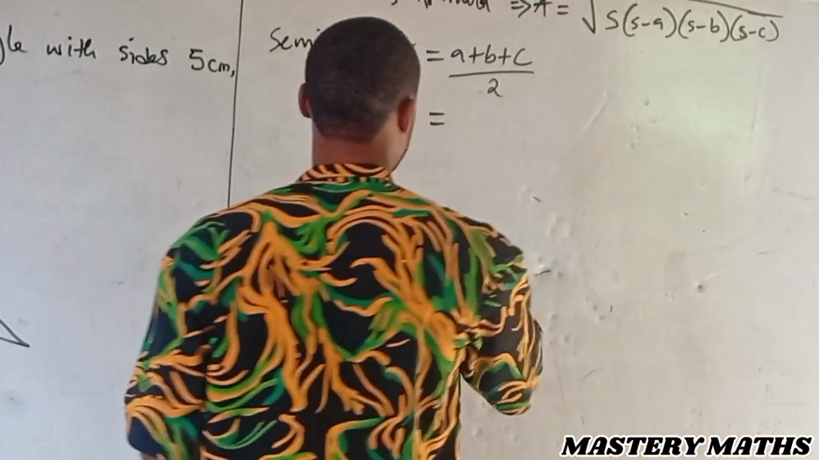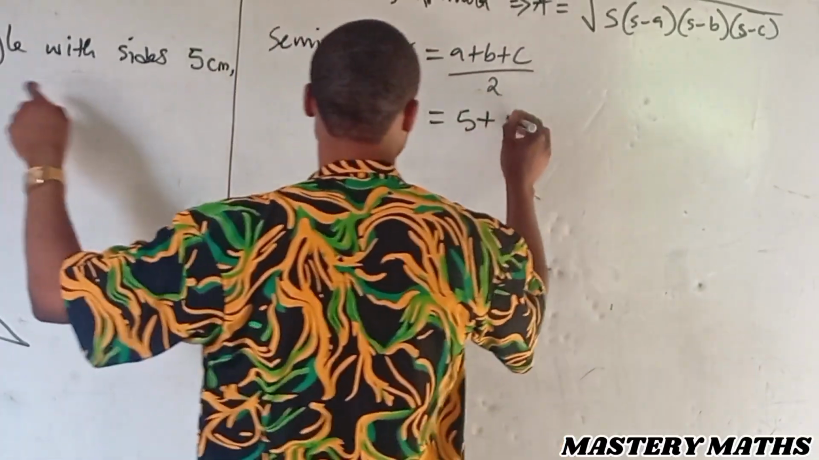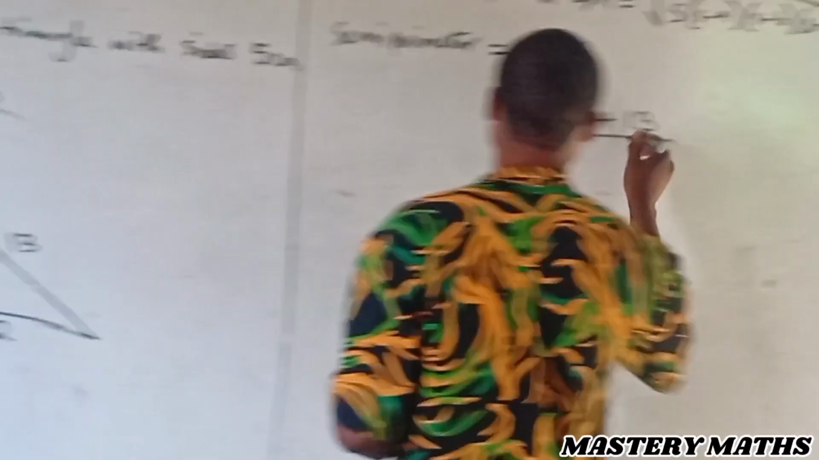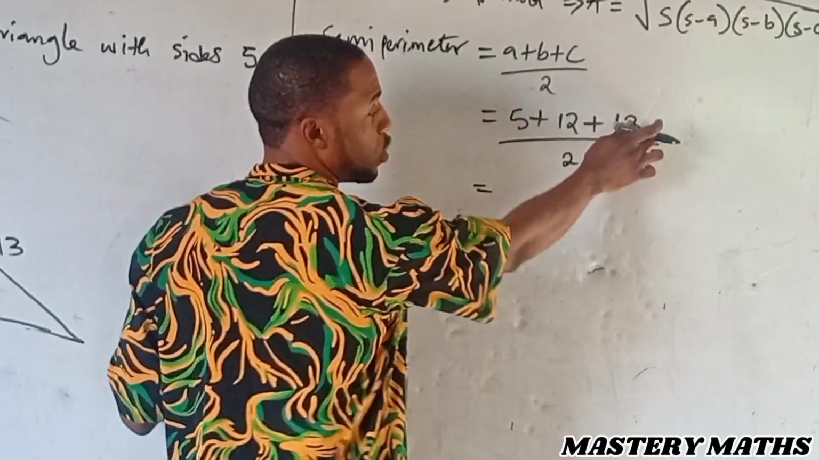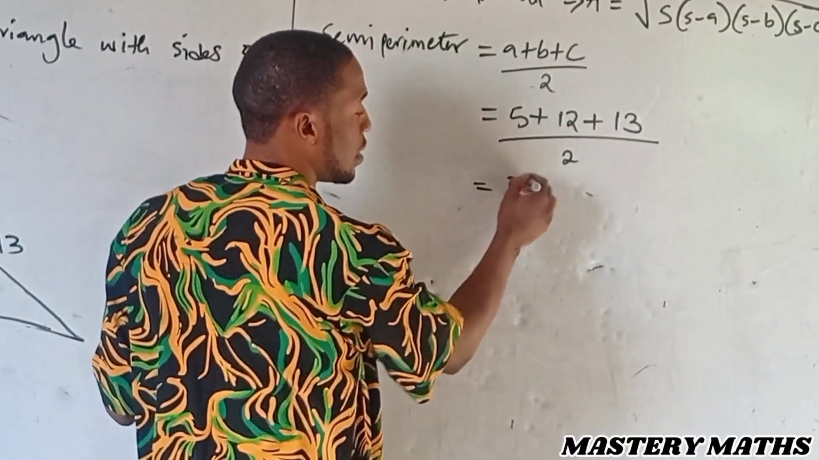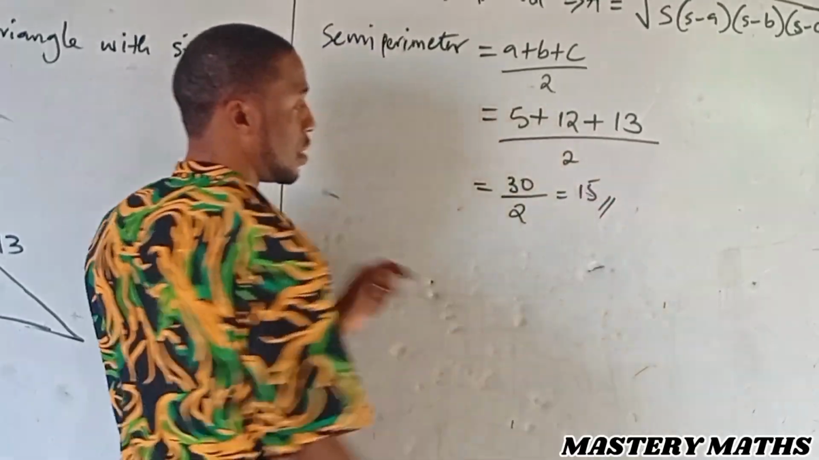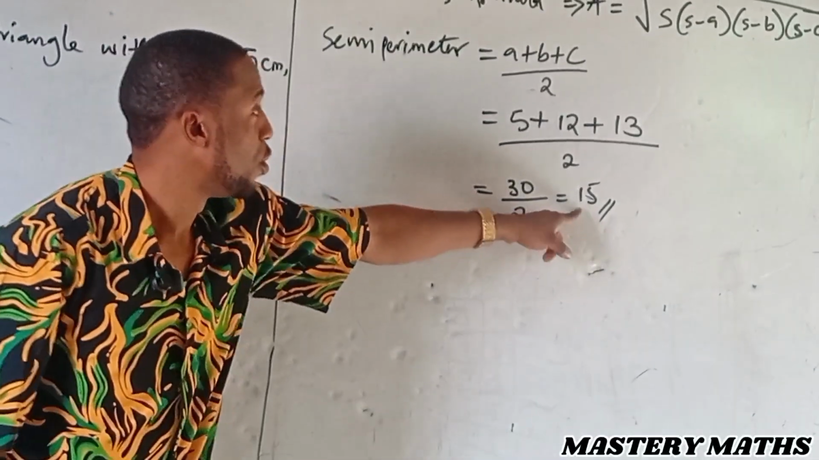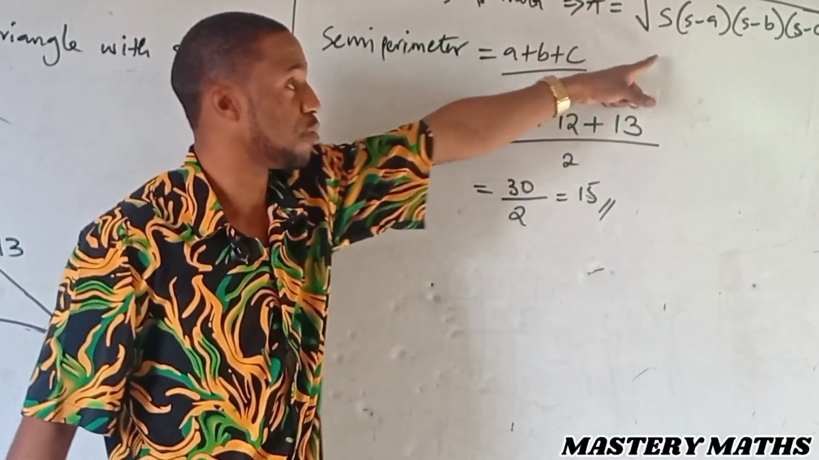The semi-perimeter here, remember, our a is 5 plus the b is 12 plus the c, which is 13, divided by 2. Now when you add this plus this will give us 25, plus this is 30. 30 divided by 2 is 15, which is the semi-perimeter. Now we will use the semi-perimeter to substitute in Heron's formula.